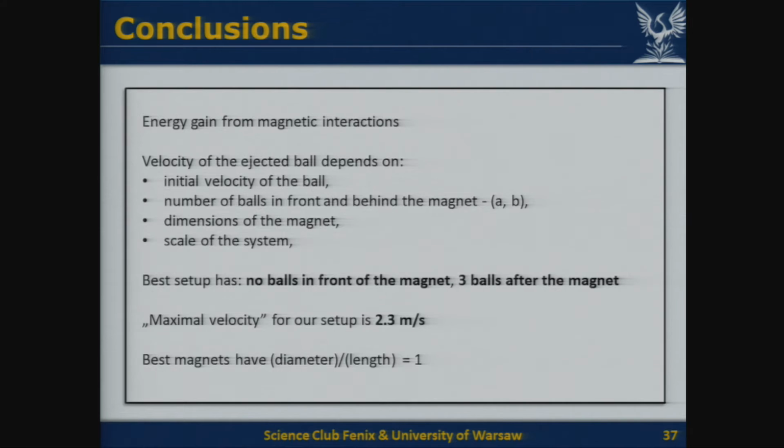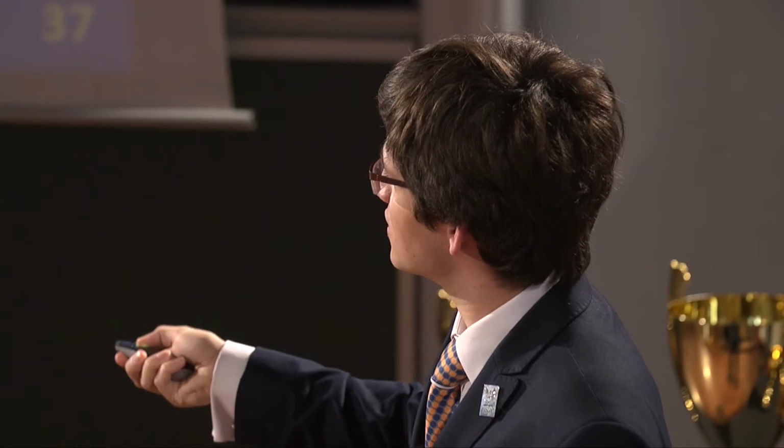So to conclude, the energy gain is mainly from the magnetic interaction. The velocity of the ejected ball depends on the initial velocity, the number of balls in front and at the end of the magnet, the dimensions of the magnet, and the scale of the system. The best setup has no balls at the beginning of the magnet, and 3 balls at the end. The maximal velocity in our setup is 1.3, and the best magnet has a ratio of diameter to length equal to 1.